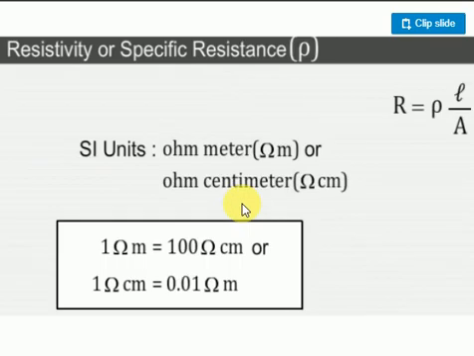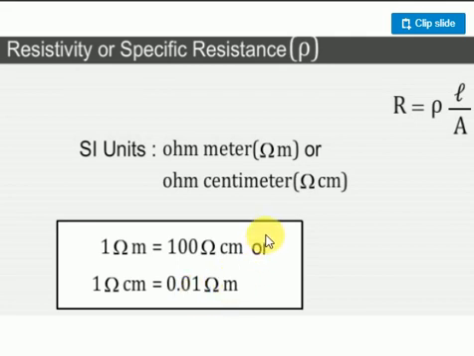Next, look at the units given here for specific resistance. What units are there? Ohm meter, or ohm centimeters. R is equal to specific resistance into L by A. 1 ohm meter is equal to 100 ohm centimeters. There is no difference; centimeters means 0.01 meters.